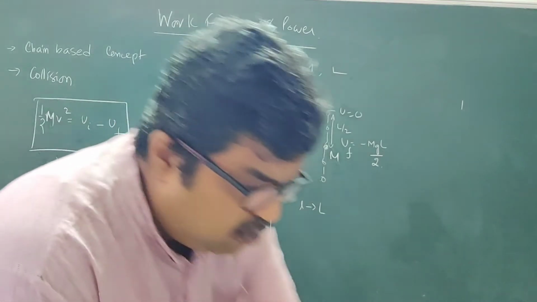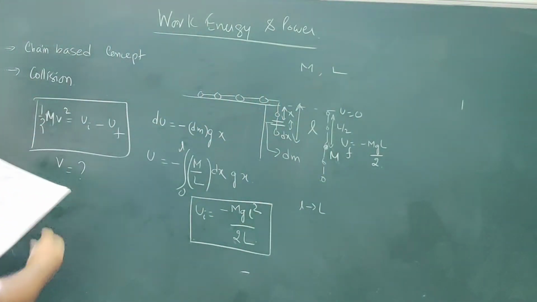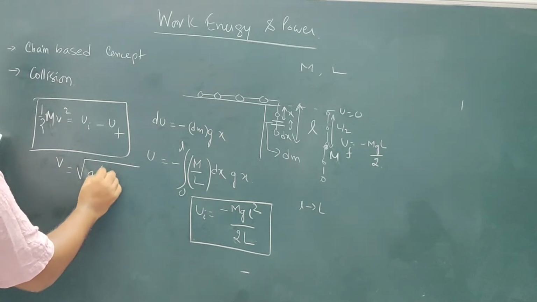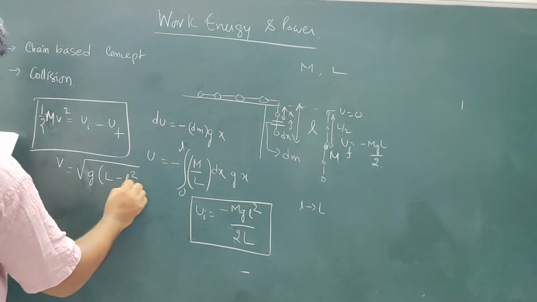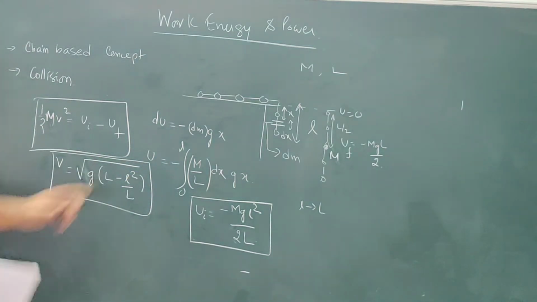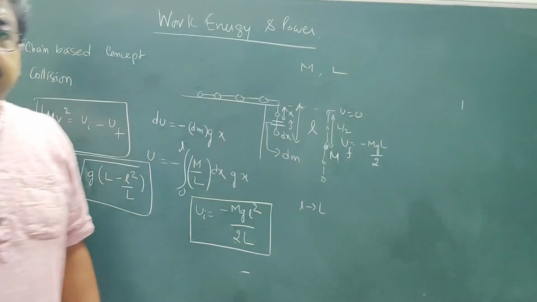Okay, so you can calculate and check whether you are getting this value. V is equal to square root of (gL minus L square by L). Okay, this is the velocity as this end leaves the table.